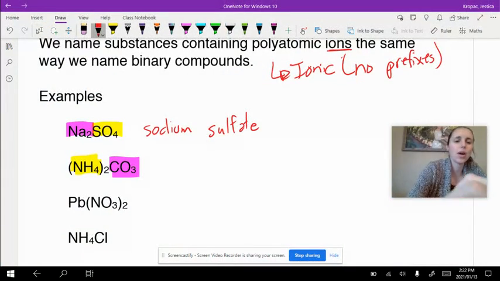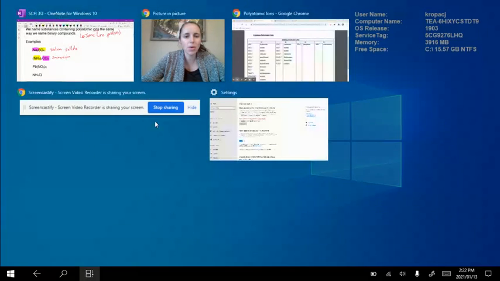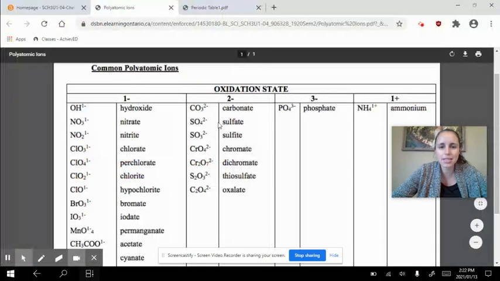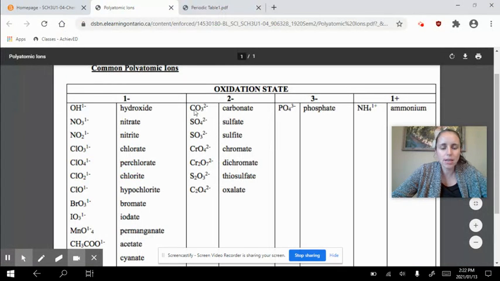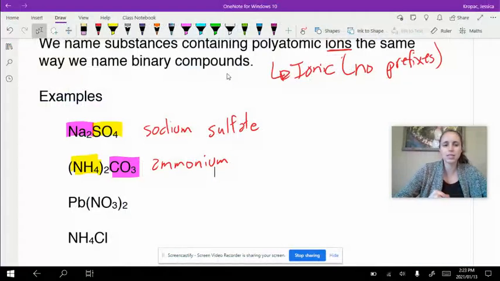And NH4 actually sounds like ammonium. So we're going to write that in here. Now, next up, I have to find CO3. So I'm going to take a look at CO3. CO3 is up here. I mentioned it before at the beginning of the note. That's carbonate. So instead of writing CO3, I'm going to write the word carbonate.